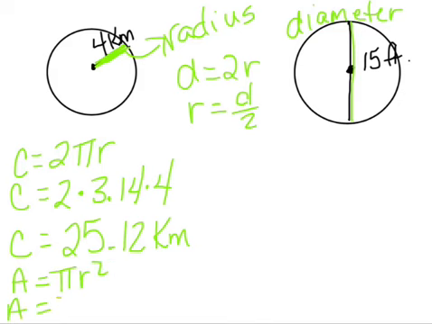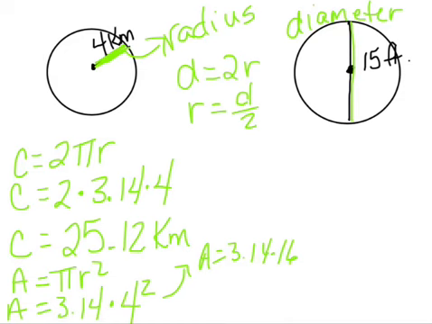Okay? Area of a circle is pi times the radius squared. So my area is equal to 3.14 times my radius, which is 4 to the second power. All right, not to confuse you, but I'm going to try to move that right up here. So that's area is equal to 3.14 times 16. Plugging that into my calculator, 3.14 times 16, rounded to the nearest hundredth, which is 2 decimal places, is going to be 50.24 kilometers squared.